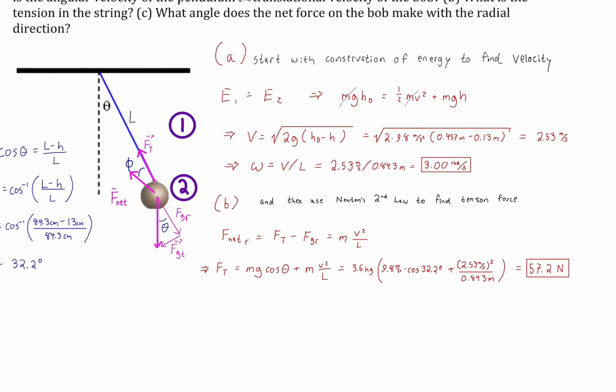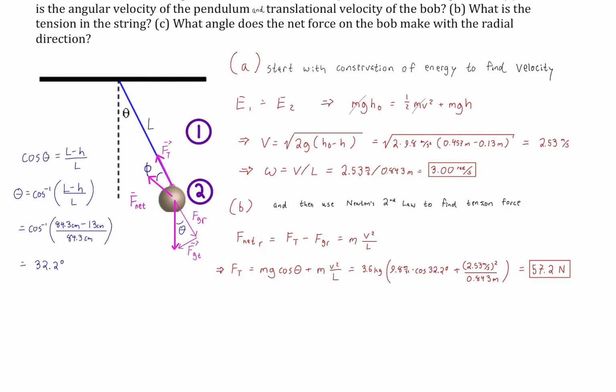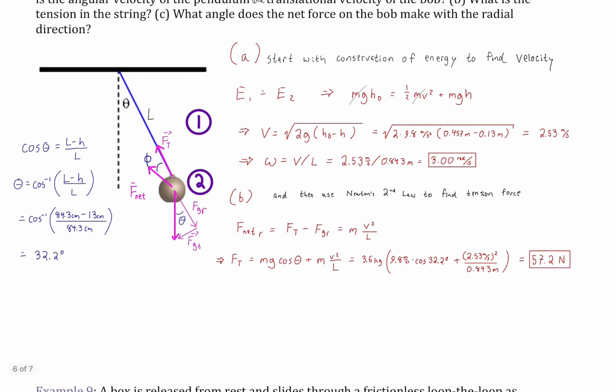Looks good. What angle does the net force on the bob make with the radial direction? So we just consider the net forces in both directions, the radial and tangential. The only force in the radial direction is a component of the gravitational force, the tangential component. And here I'm just writing out their form, expanding them out.